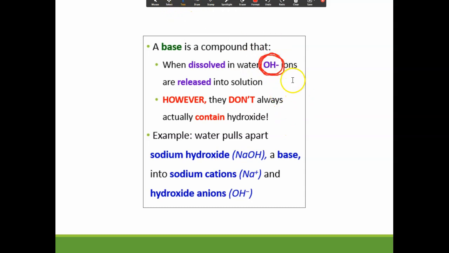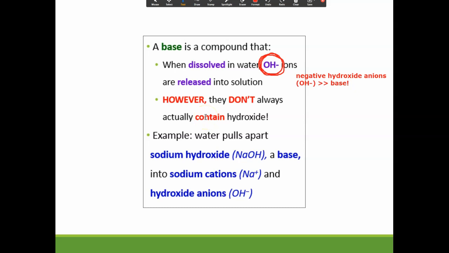So these are what we call hydroxide ions, and so negative hydroxide anions mean negative, so OH negatives, that tells you it's a base. Okay, please note that not all bases actually themselves contain hydroxide.